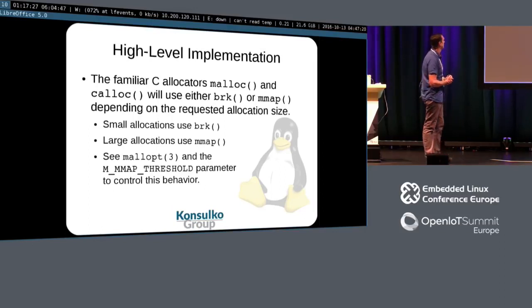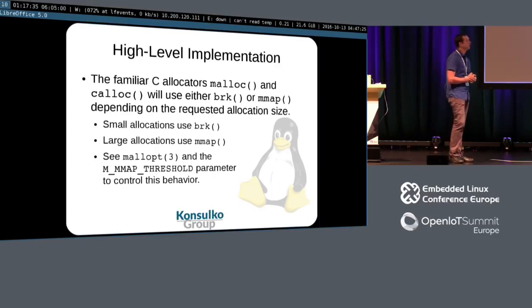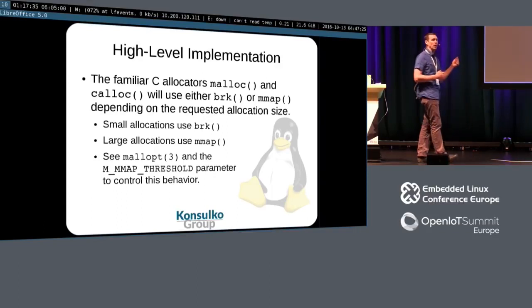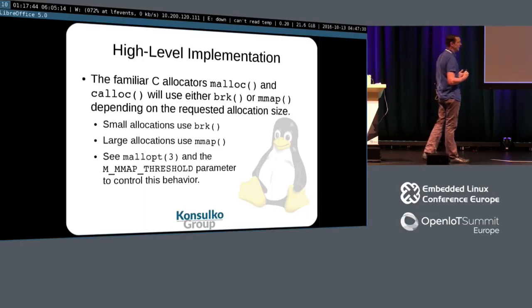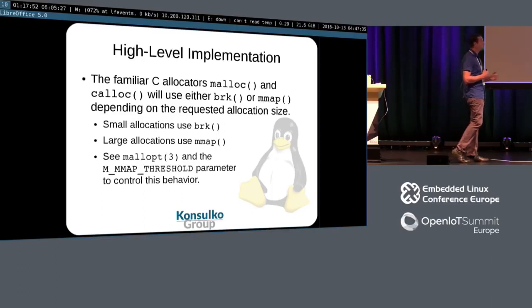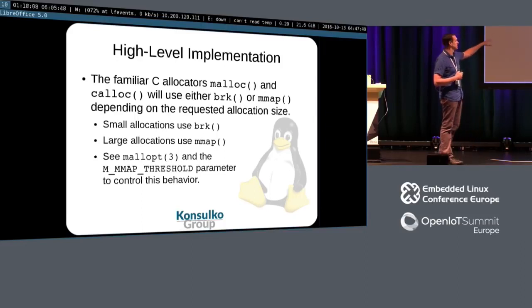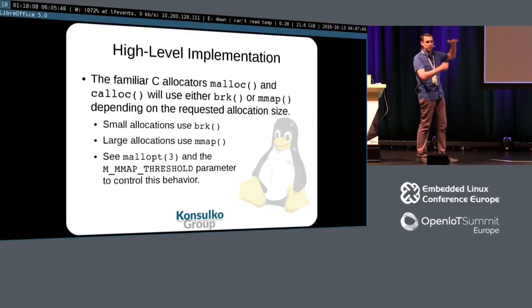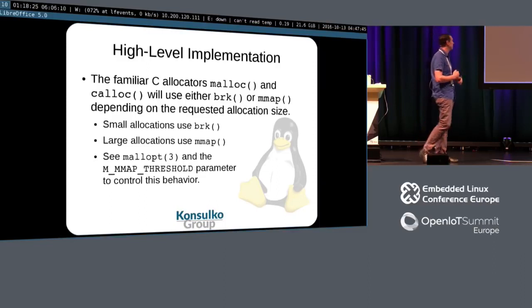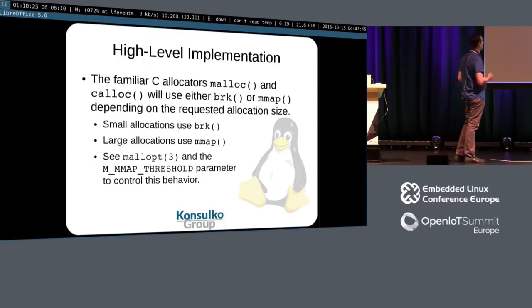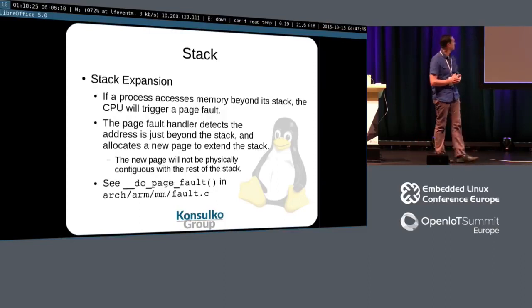The implementations of malloc and calloc are sort of the same thing. They're going to use brk or mmap depending on how big the allocation is, and that's going to happen behind the scenes. If you are astute, you can modify that behavior with mallopt. You could set the threshold parameter to say where one kicks in or not. That's often used in system tuning.